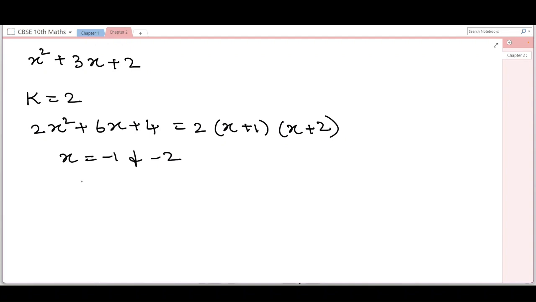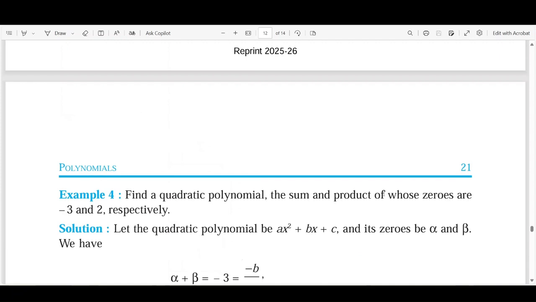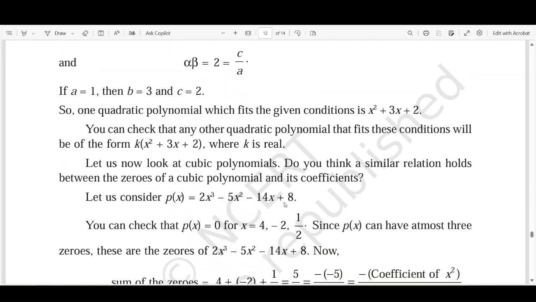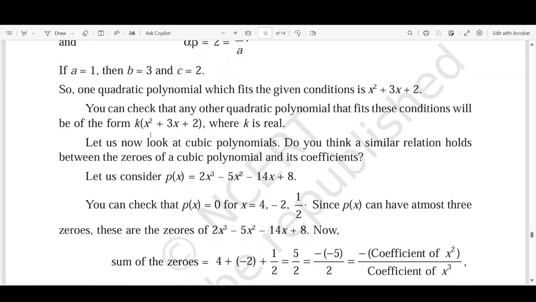Let me take the zeros to be alpha and beta. So alpha plus beta equal to minus 1 minus 2, which is minus 3, and the product of the two zeros is 2. So thus the conditions given in the question are satisfied for the polynomial k into x square plus 3x plus 2. So in the place of k, you can replace it with any real number, right?